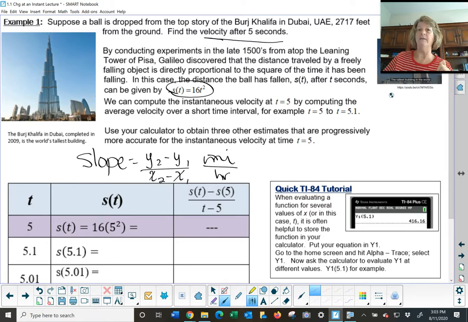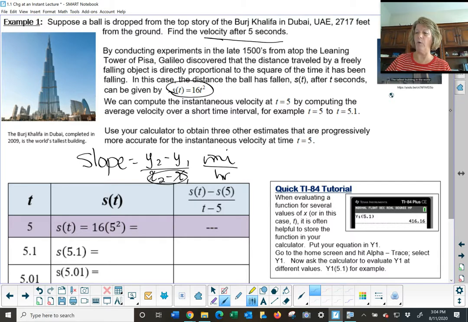But I want it to be at 5. So how do I get this to be just 5 minus 5? Well, that would give me a 0 on the bottom, wouldn't it? This is tricky. This is where calculus is going to come in really handy as we move forward. Right now, we've got to figure out a way around getting the instantaneous velocity the best that we can. We're going to use the average velocity.